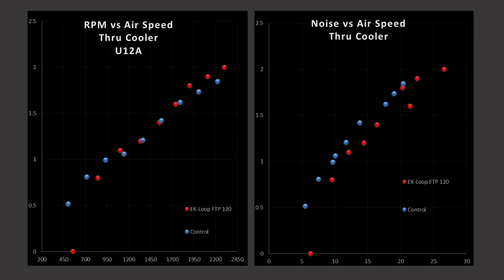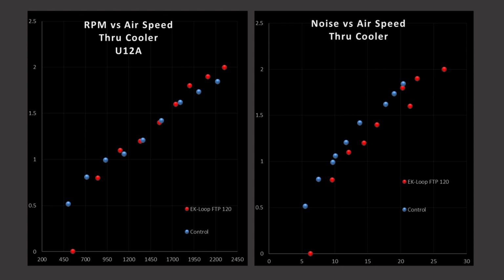So on this, we have 2-for-1 graphs. The first one is RPM versus airspeed through the AirCooler, which is a U12A. On the left side, better fans are going to be sitting in the top left, worse fans are going to be sitting on the bottom right. And once again, we have my control fan in blue. So the left graph is basically a blade efficiency graph. It's how good is this fan at pushing air at a given RPM.